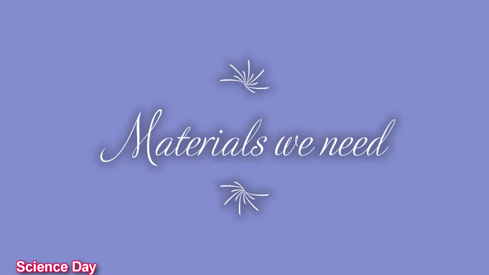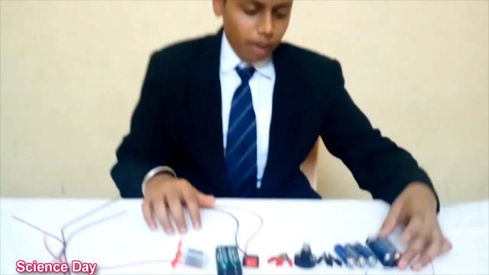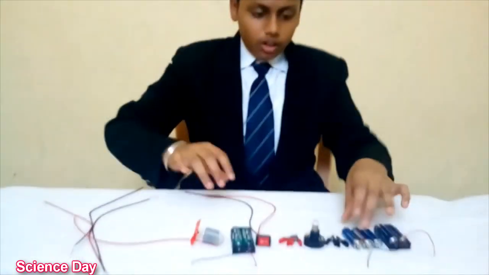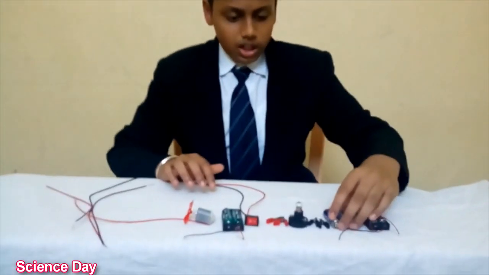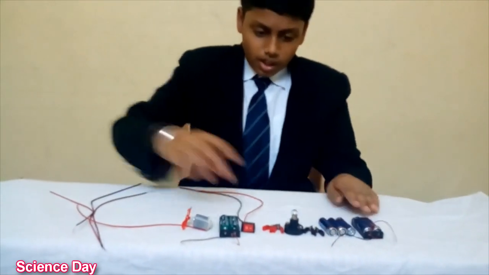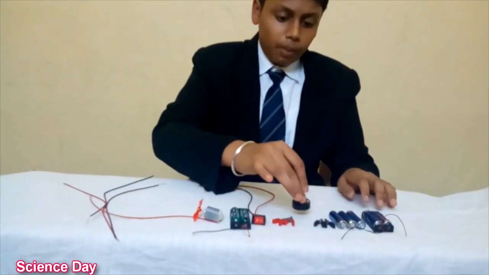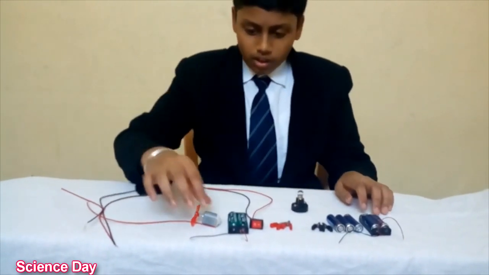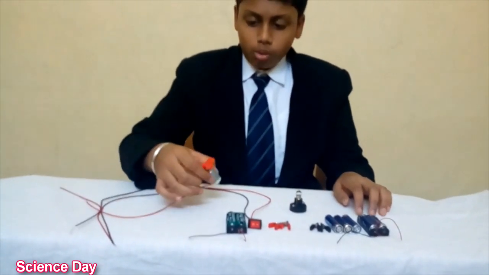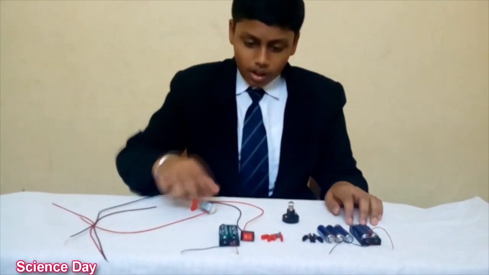Today I am going to show you a closed electric circuit experiment. The things which are needed are a battery in a cell holder with spare cells, two clips, a bulb in a bulb holder, a DC motor connected to a fan, and a switch. Let's get started.